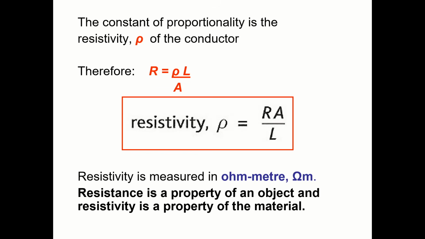So as I think I mentioned earlier, resistance is a property of an object and resistivity is a property of the material. This is something I revisit again towards the end of year one, once you've done materials as well. So you've got things like Young's modulus, breaking stress, and resistivity all being properties of a material, as opposed to something like resistance, which can change depending on the geometry of the object.